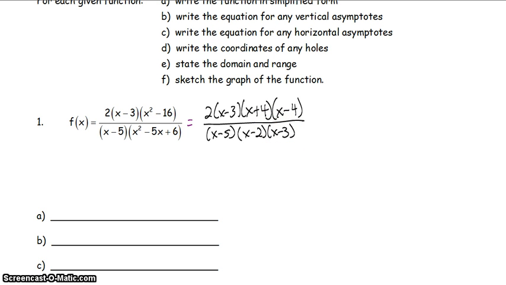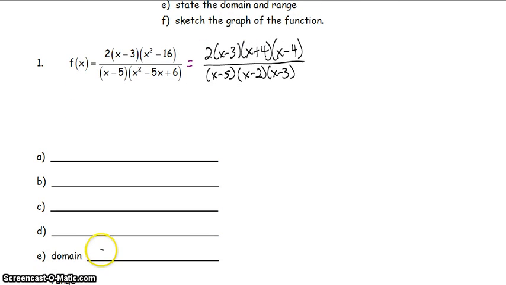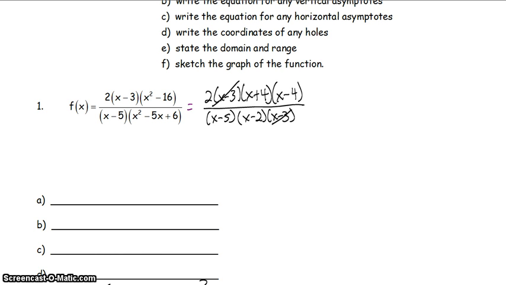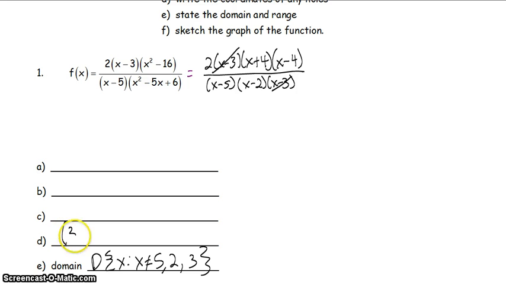At this point, you can do two things. I like to do the domain right away. So my domain is all x values such that x is not equal to 5, 2, and 3. And then we see what cancels. The 3 one cancels. So that for sure is going to be a hole, the one that cancels. And that's part D. So part D I'm going to write 3 comma something. We'll get to the rest of that later.